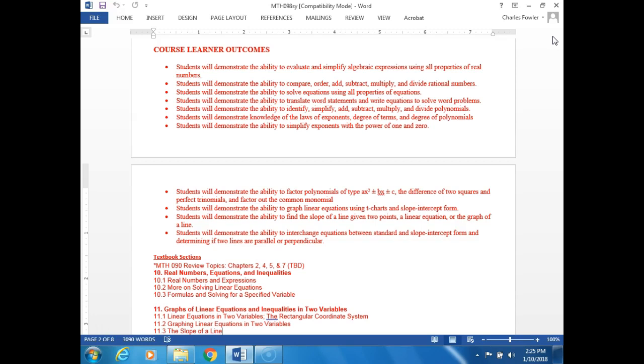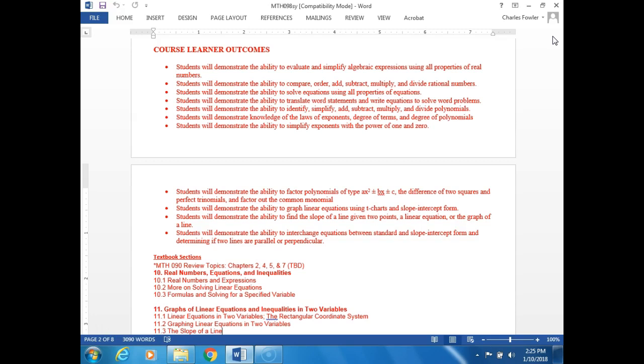That's pretty easy, I think, okay? Students will demonstrate the ability to factor polynomials of the type ax squared plus or minus bx plus or minus c. Most of the time we say A, B, and C can be positive or negative, but leave off all the plus or minuses. That's okay. The difference of two squares, yes. Perfect trinomials, yes. And factor out common monomials.